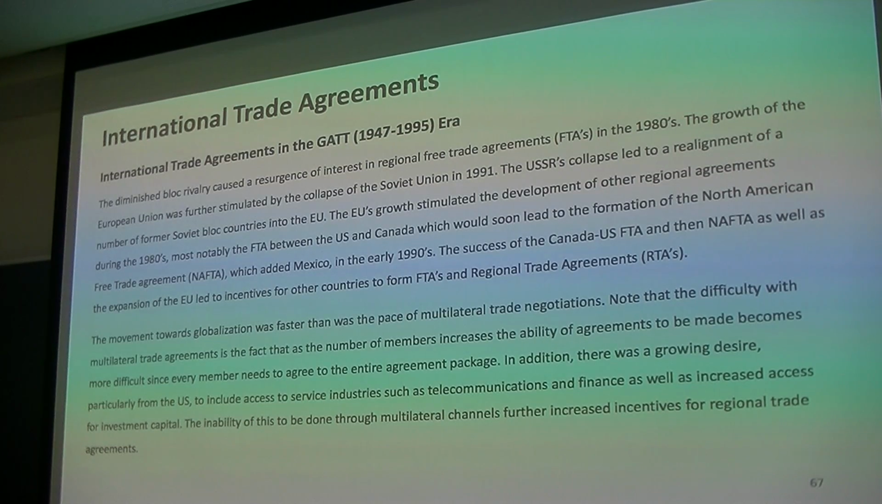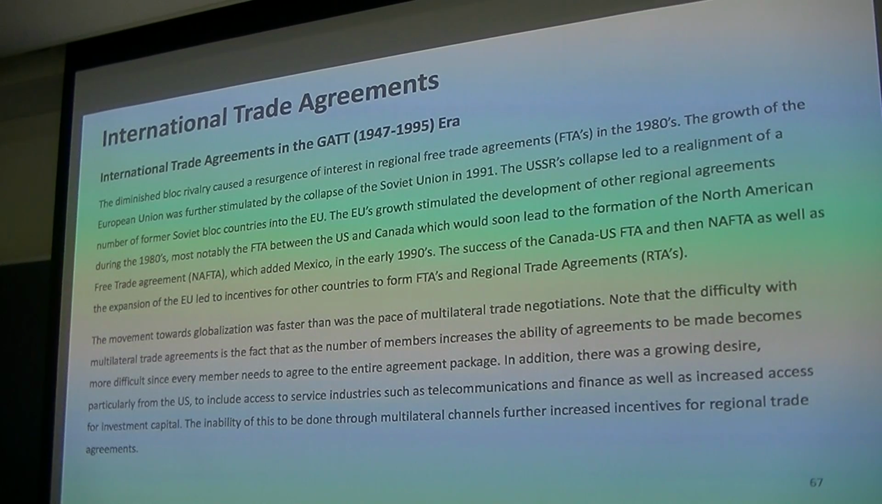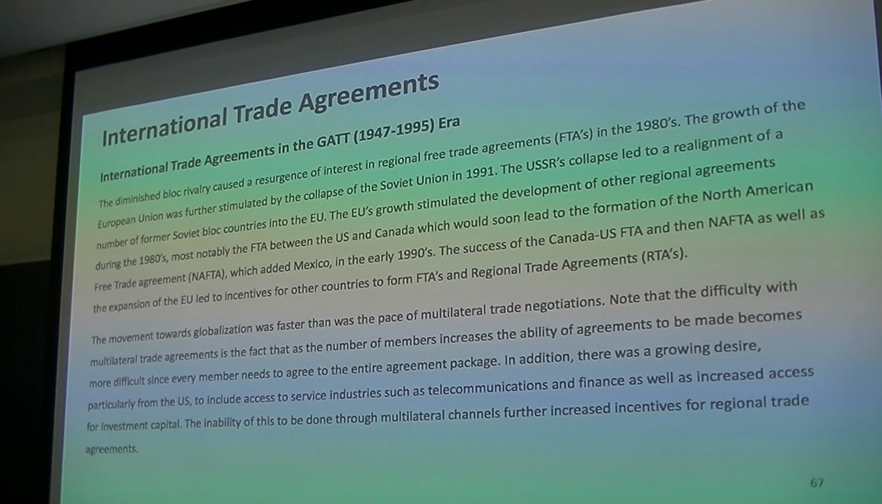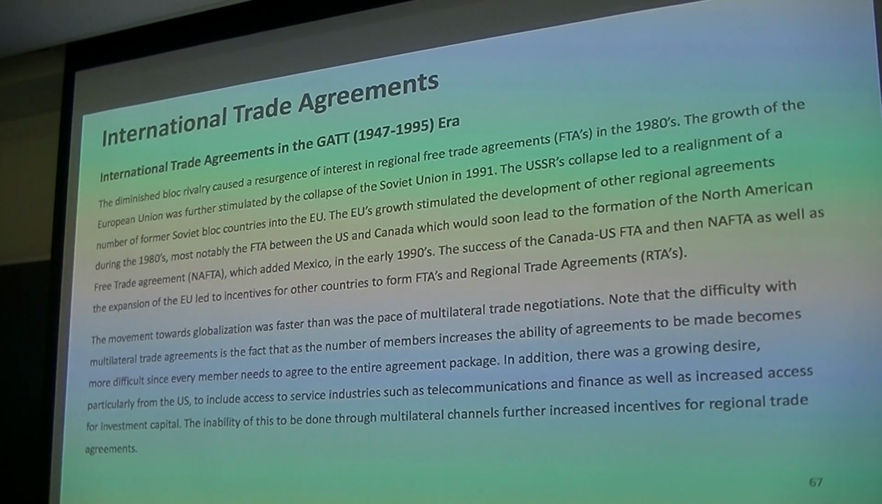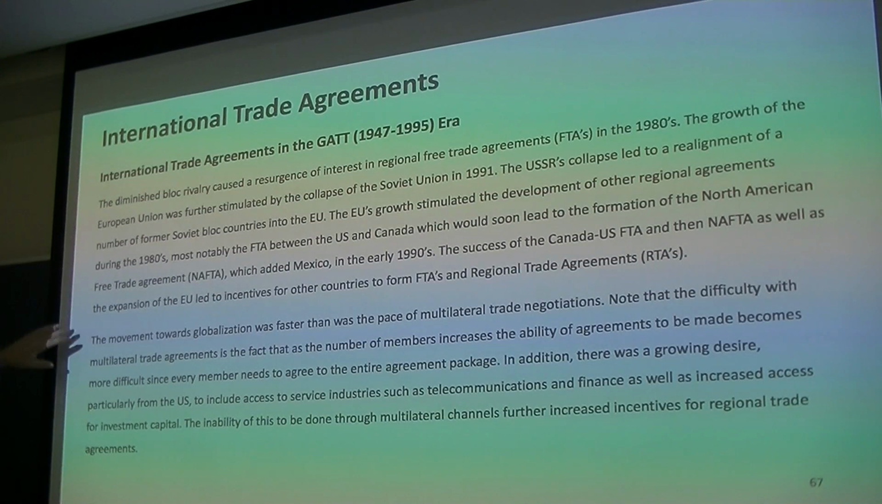So you had NAFTA between the U.S., Canada, and Mexico, the success of the European Union, and to some degree the old Russia bloc. Russia formed agreements with many of the countries that had been part of the Soviet Union, particularly Central Asian countries like Kazakhstan, Turkmenistan, Tajikistan, and Kyrgyzstan, probably the most important ones of that.